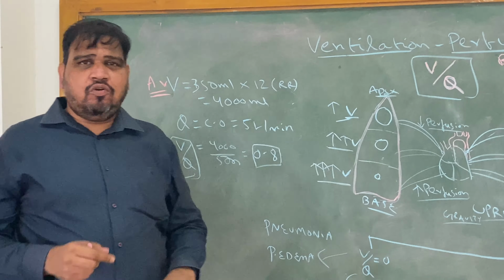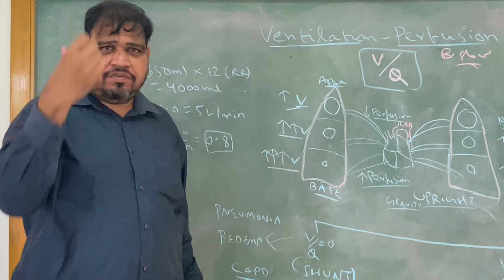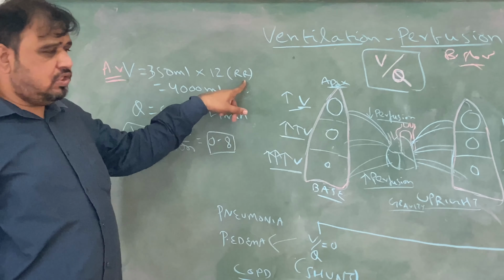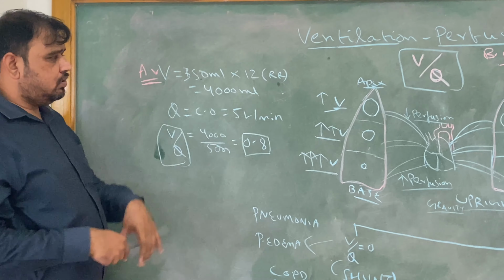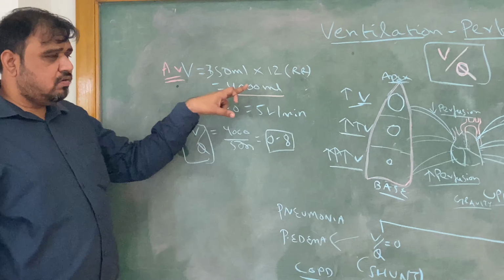So alveolar ventilation is equal to 350 ml. For each respiration, the alveoli are going to take 350 ml. So for 12 breaths, it is going to be 12 into 350 ml, which is about 4000 ml. So we know how we calculate it. Alveolar ventilation is 4000 ml.